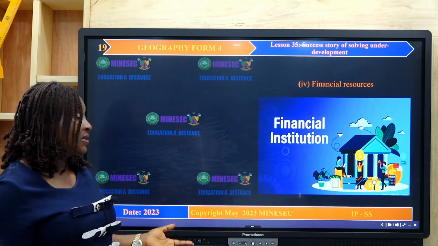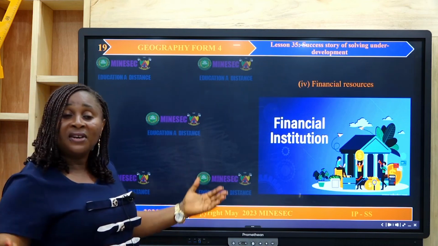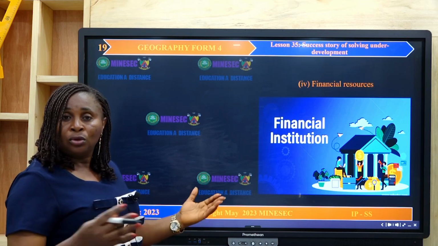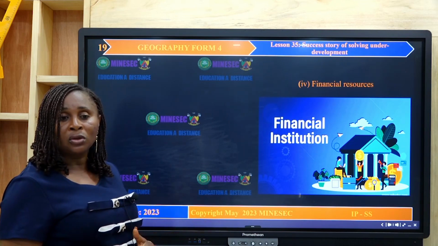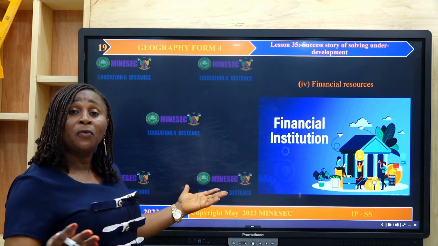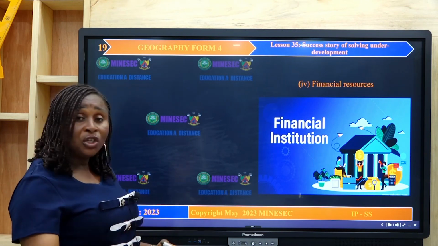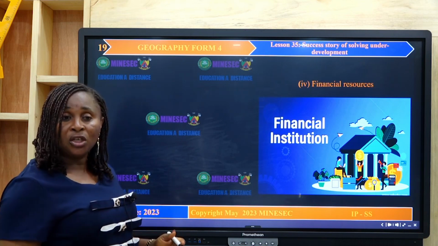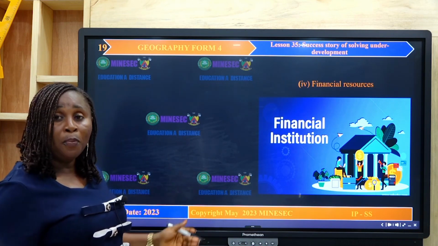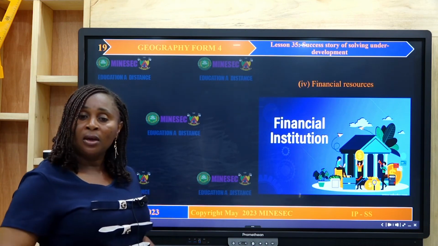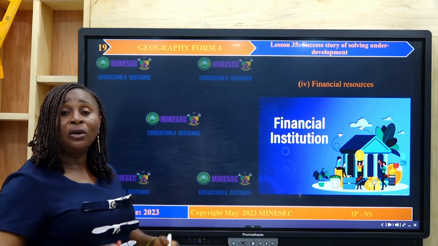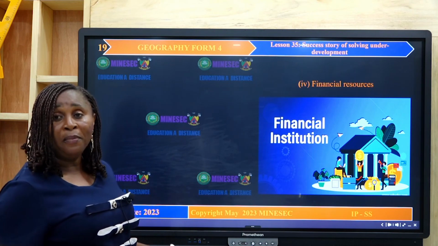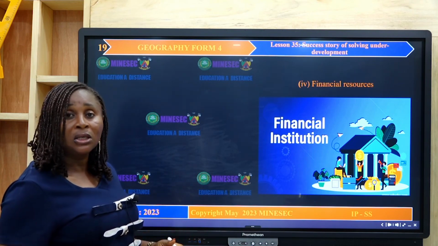Financial resources. They have a variety of financial institutions which give out loans, short-term and long-term loans. At times, they even give loans for free to encourage industrialists, to open up industries, to encourage the local people to open up factories. And in that way, they emerge. They come out of poverty. They solve the problem of unemployment, and poverty is reduced.